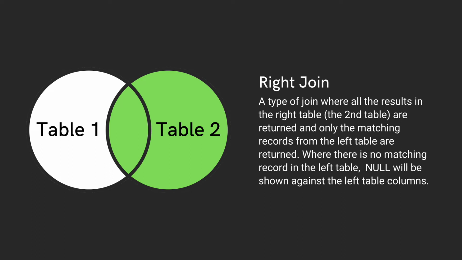We also have a right join. A right join is very much like a left join in that it's a type of join where all the results in the right table or the second table that you join are returned and only the matching records from the left table are returned. Where there is no matching record in the left table, null will be shown against the left table columns. So it's basically the opposite of the left join, but I tend to write most of my queries using the left join just for a matter of consistency. I find it makes it more readable for me personally, but it's just a matter of preference.